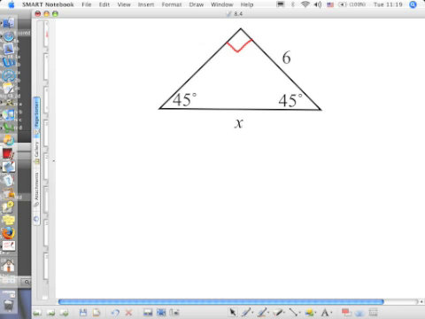They're equals. Okay, so let's think. What's the relationship? Is it square root of 2 or 3? Square root of 2. Do I multiply or divide to get the hypotenuse? Multiply. Well, that was easy.